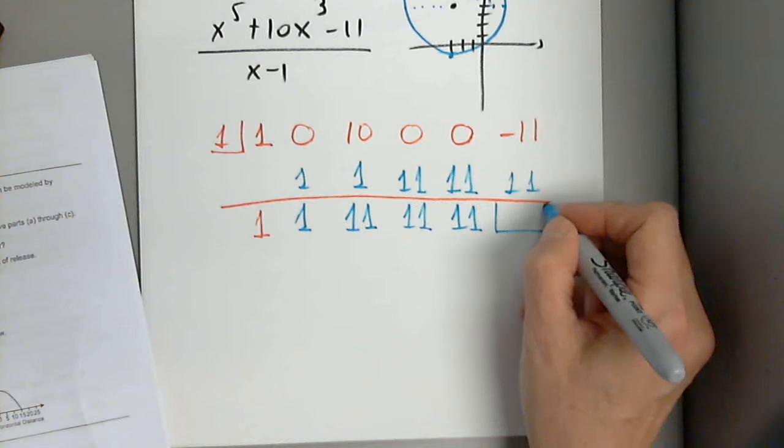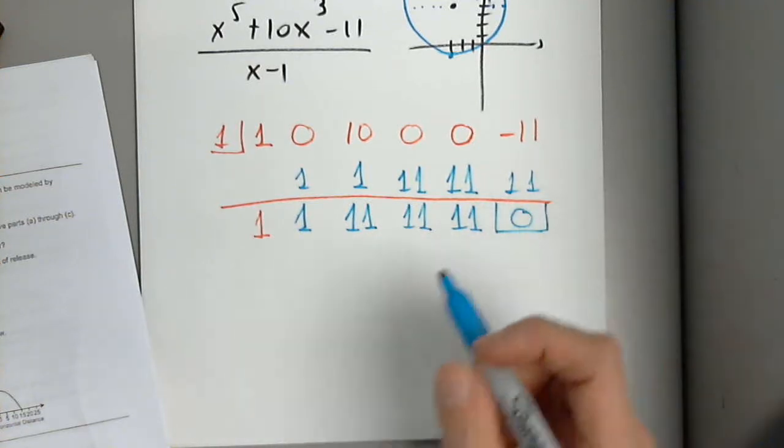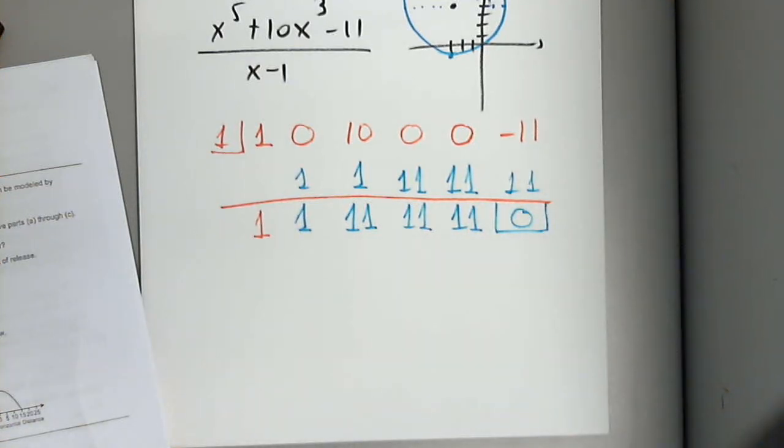And what do I put in the box? Of course, a lot of ones. A lot of them. Yes. Now here's the question for you. Is x minus 1 a factor of the numerator or not? Yes. Why?